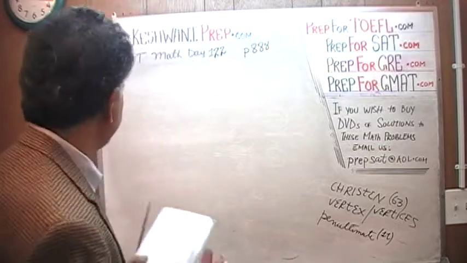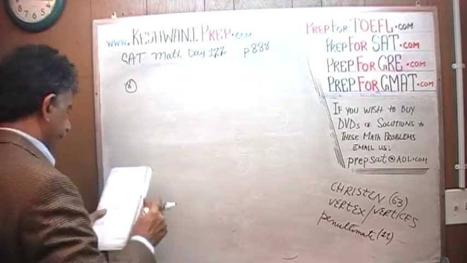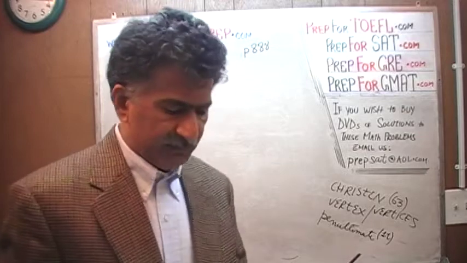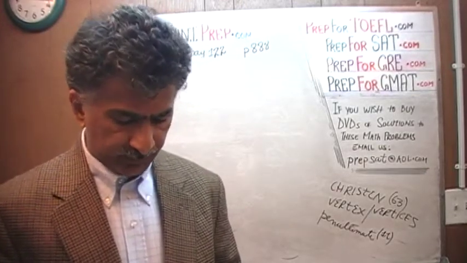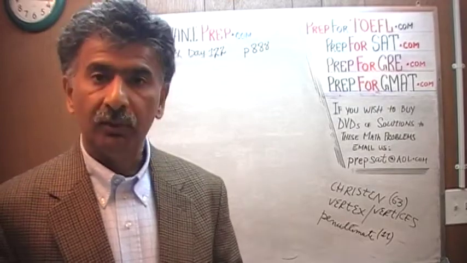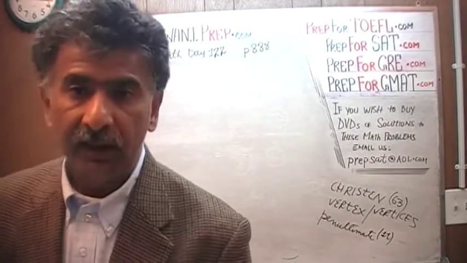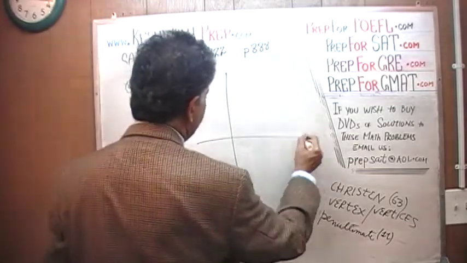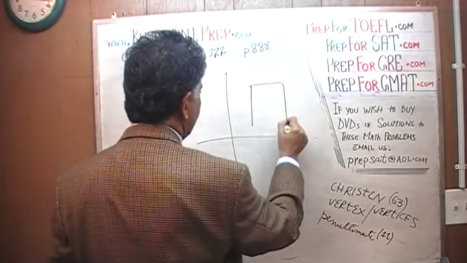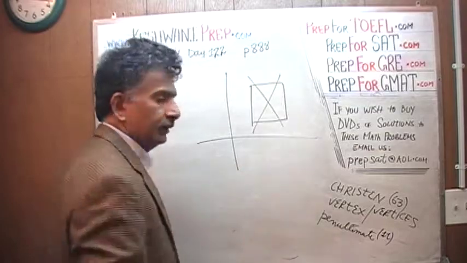Number 8. The rectangle ABCD lies in an xy coordinate plane so that its sides are not parallel to the axes. So we're going to draw that here. Here's our xy coordinate system. But we cannot have a rectangle looking like this. This is not allowed. It cannot be.